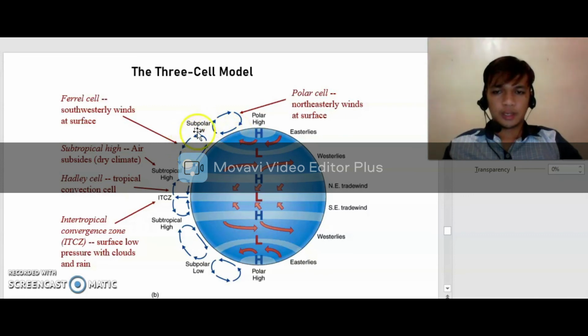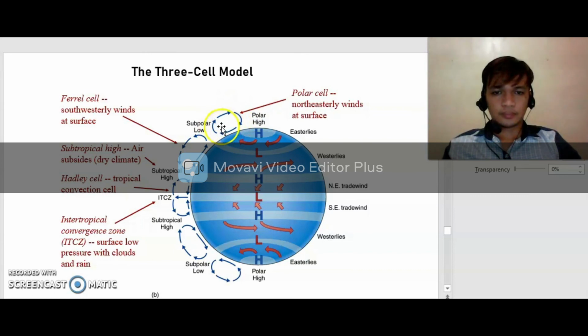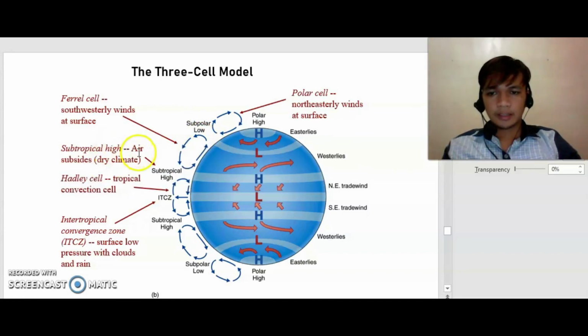the convection area of the southwesterly winds at surface, below the subpolar low, and above the subtropical high, or this is called the Ferrel cell. Now, these are the convection region of the polar cell. This is for the Ferrel cell. Now, you can see here the subtropical high, air subsides, and this is considered as a dry climate at the subtropical high.